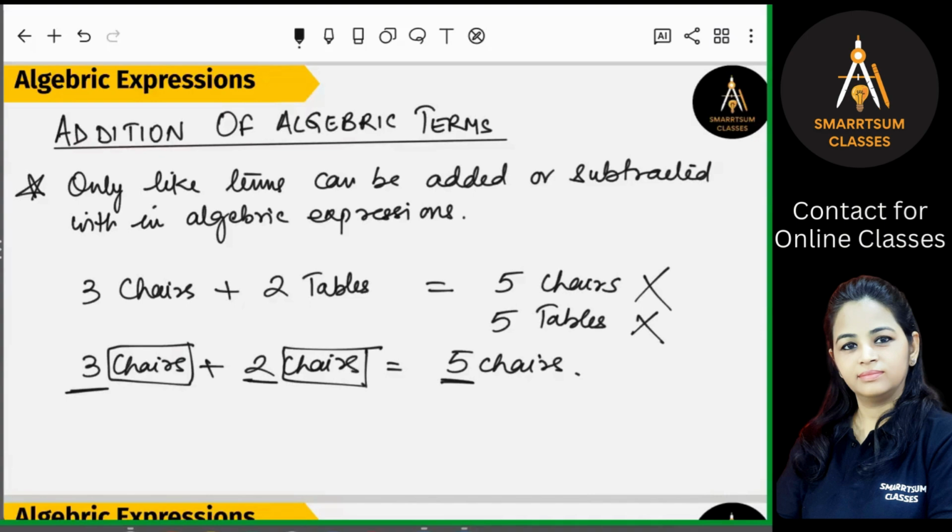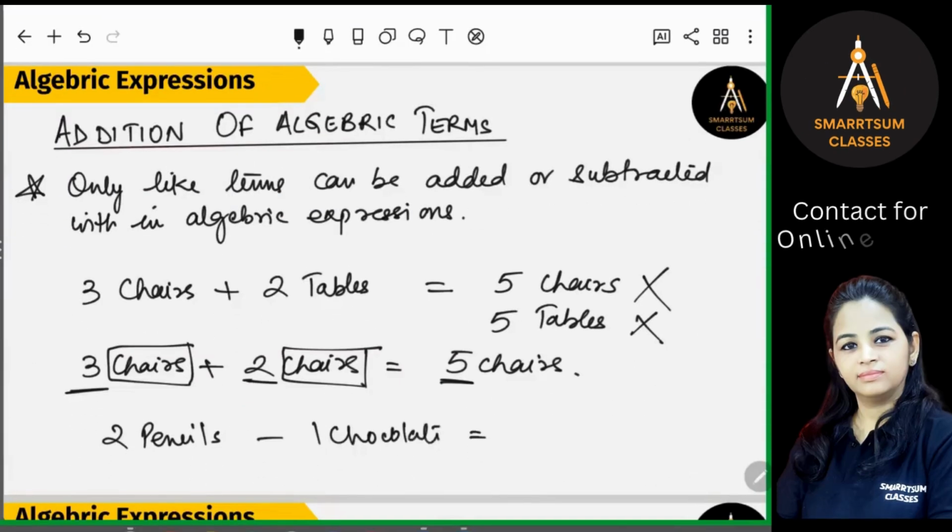Okay. Similarly, if I take another example, if you have 2 pencils and 1 chocolate, subtract them. 2 pencil minus 1 chocolate. What will be the answer? Can I write 1 chocolate or 1 pencil? Is this correct? No.